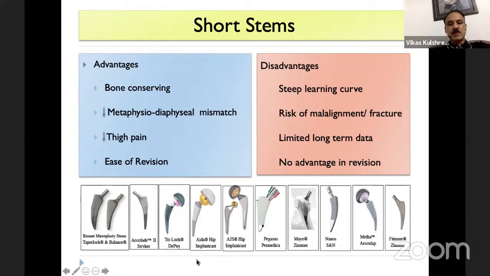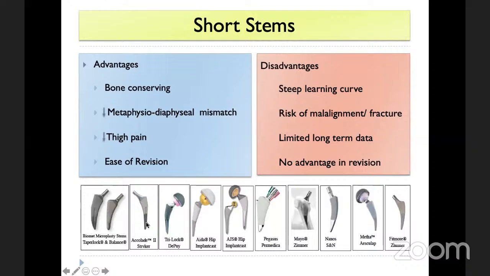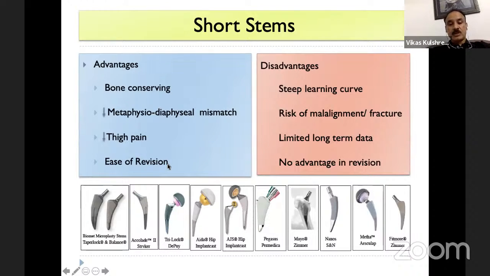They avoid the mismatch by being short and very thin distally. So thigh pain is less because they make the distal profile flexible. And they say there is ease of revision, but if you actually go to revise them, you almost lose a similar amount of bone. So that may not be true always. However, if you use the designs without the lateral flare, like the banana stem or the BMHR, then there is a steep learning curve, there is risk of malalignment, and there is limited long-term data on that.